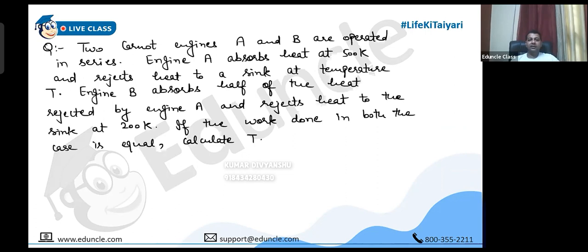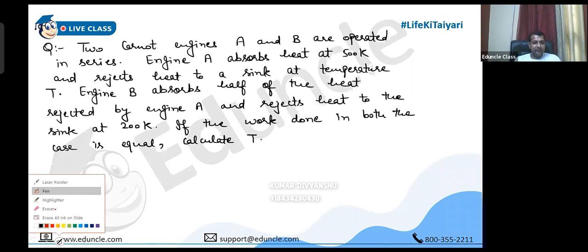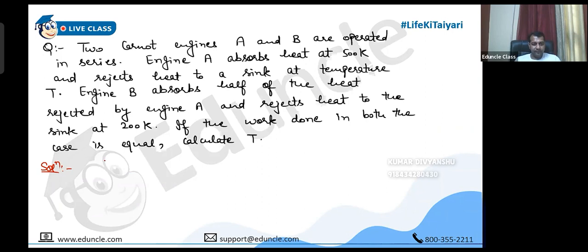So remember, work done is the same. Okay, work done in both the cases is given to be equal. So this is very important. You can remember the result of this question as a generalized formula. Let us make the diagram. What the first engine is doing. Temperature T. We can say T2 is equal to T.